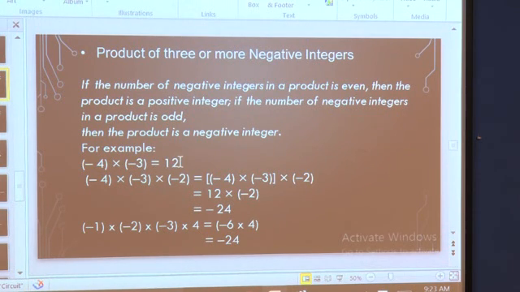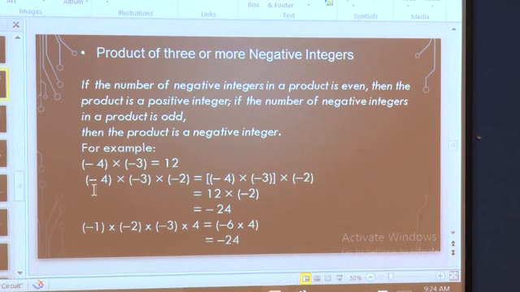How did you get 12? It's very easy, I will explain. 4 threes are 12. As I told you, when it is an even number of times, we get a positive integer. So we got a positive integer.